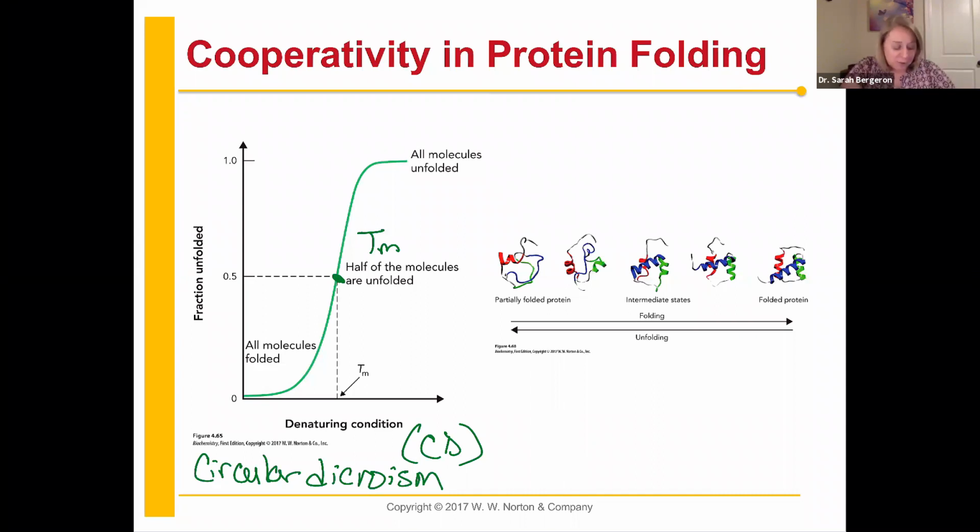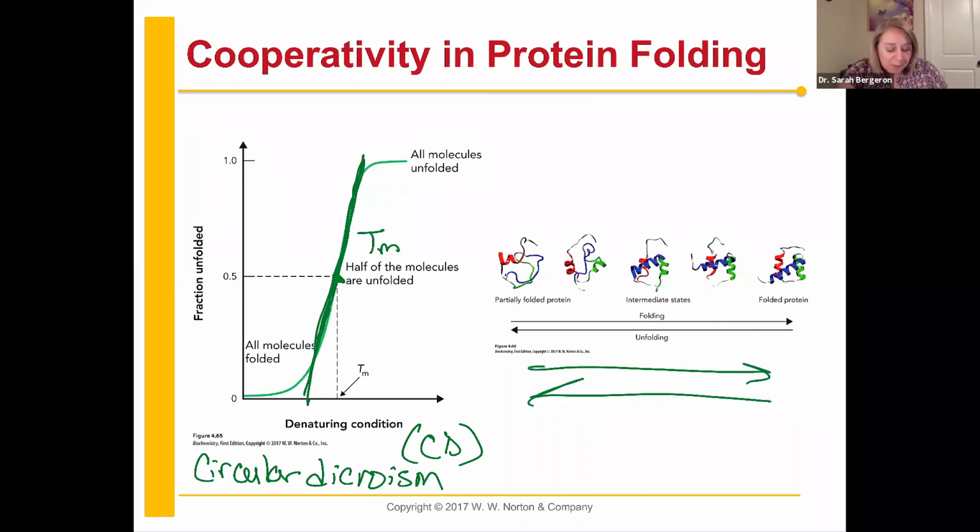What you'll notice is that this is a really steep part of the curve. What does that mean? That means that it's cooperative in transitioning from folded to unfolded state, so it happens very rapidly. You have this equilibrium between the folded state and the unfolded state, and it transitions back and forth very quickly.